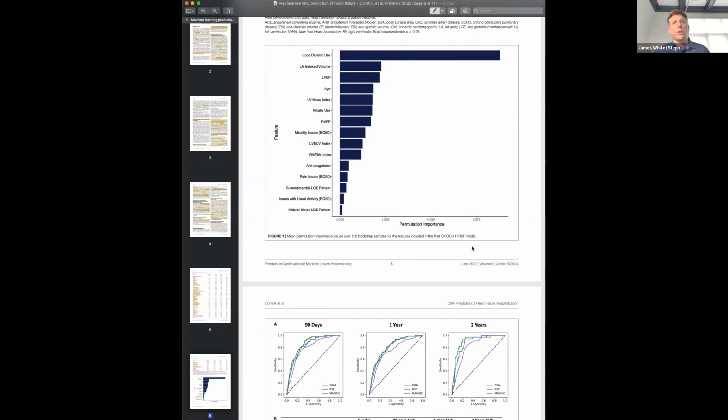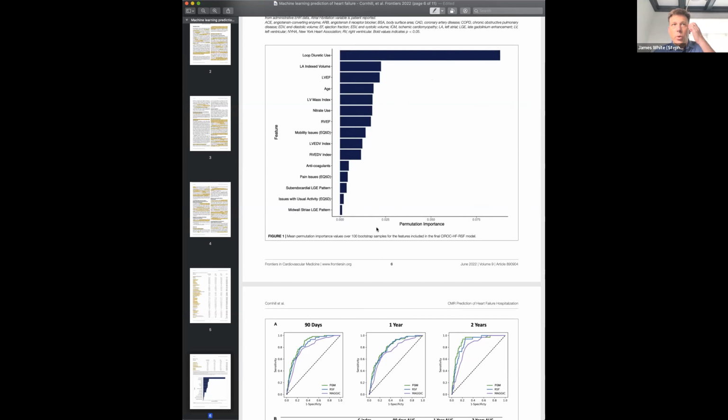And what's very important to look at here is how a random survival forest model works to be able to select what the strongest relationship is. And remember, this doesn't have to be a linear relationship, so this is nonlinear, how these each contribute to the risk. And so this is called a mean permutation importance rank. And you can see that the most important variable that it identified was the current use of a loop diuretic. After that was left atrial indexed volume, followed by LV ejection fraction. And then you can see in front of you the different variables it selected.